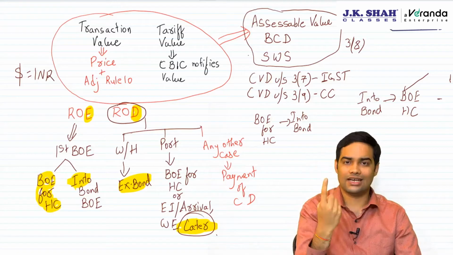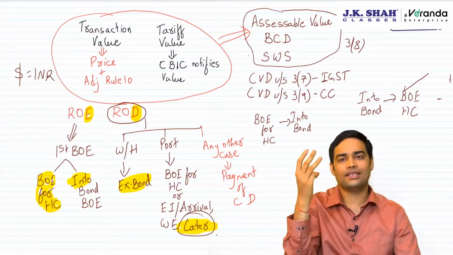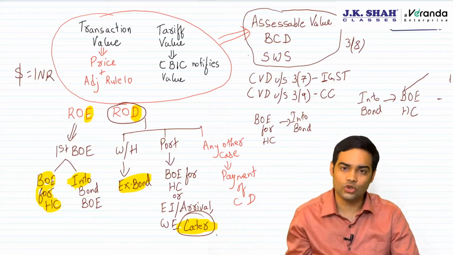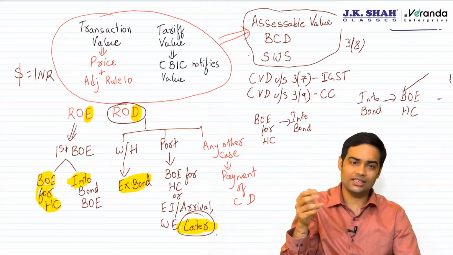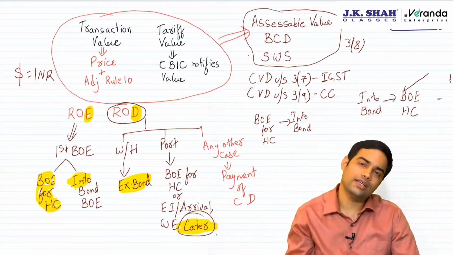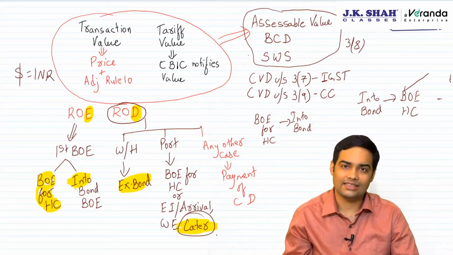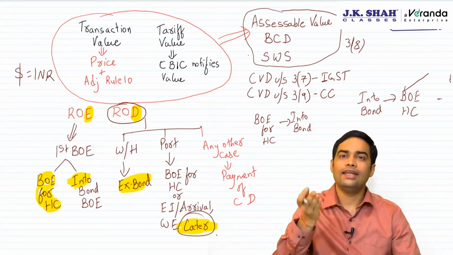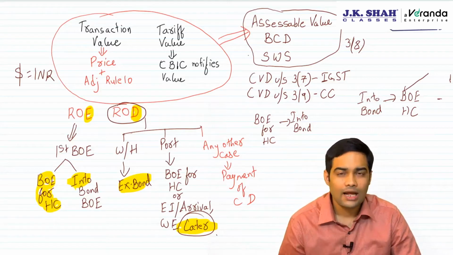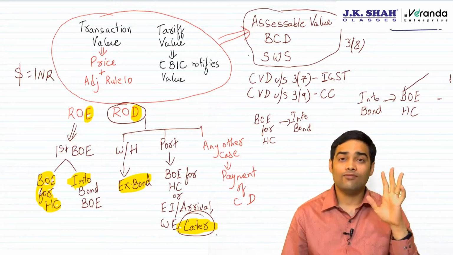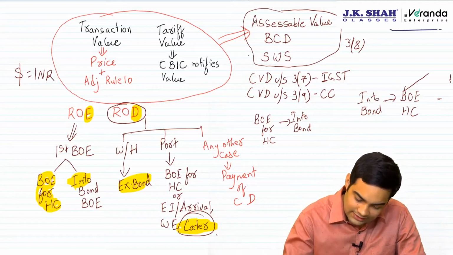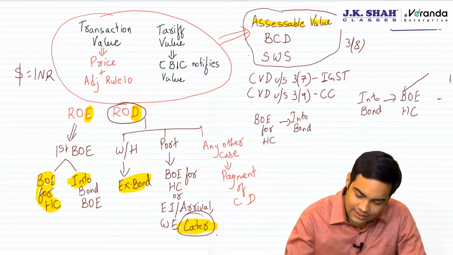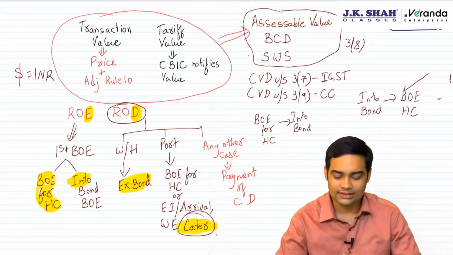So this was the basic structure of how things work in case of import of any particular goods. Transaction value, tariff value, then you have assessable value, BCD and social welfare surcharge, 3(7), 39 is charged. Which day's rate of duty? Which date rate of exchange? Yes? Now let's move forward. Now we have to determine how do we come to this assessable value. This will be our target. Let's see how can we come to this assessable value.